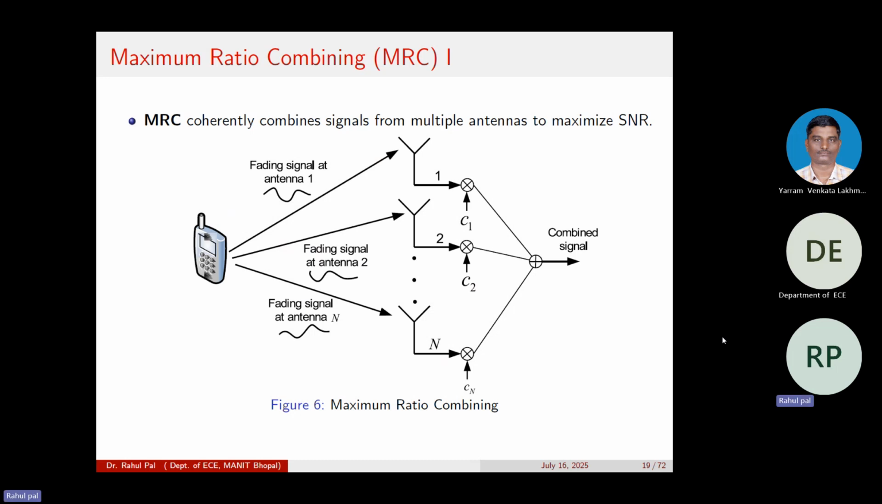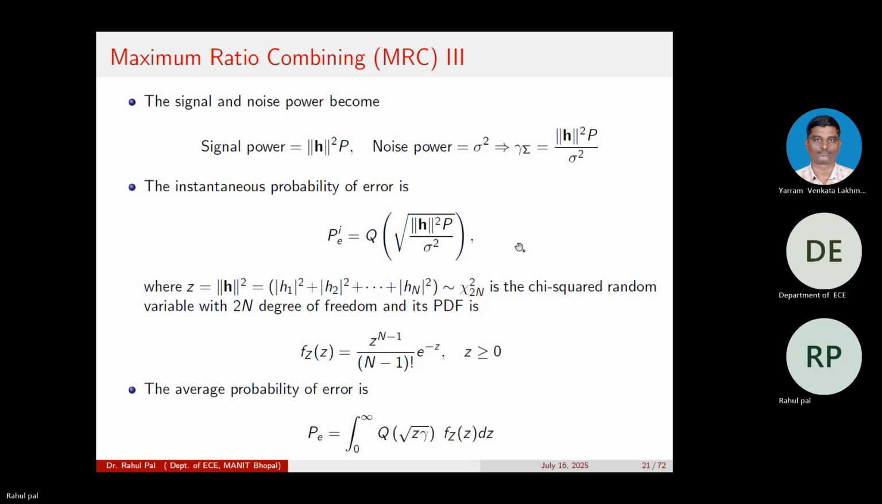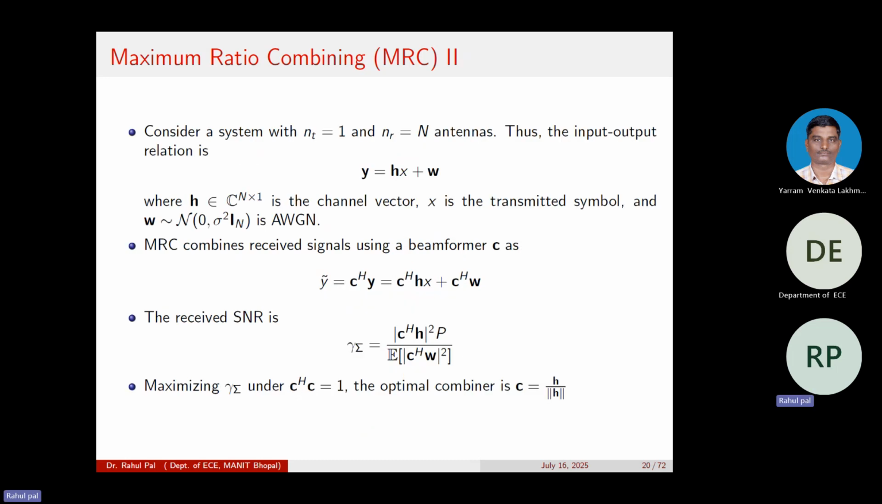So now here is the input output system: y equals hx plus w. Here y is a vector because we have n number of antennas, so the size of the y vector is n cross 1. It means there are n elements in the array. x is the signal and w is the AWGN vector, because at each antenna element there will be noise. So there are n antenna elements and n noise elements. y is the received signal.